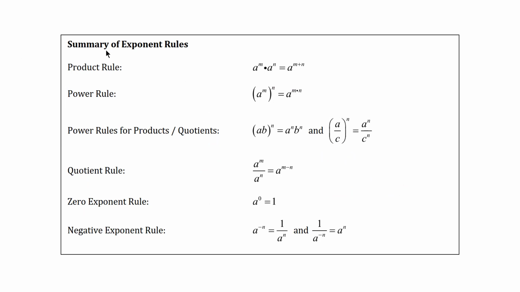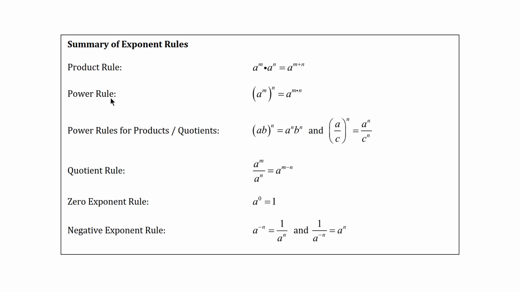Next, we have a summary of exponent rules. First, we have the product rule. If we have a to the m times a to the n, this is equal to a to the m plus n. So when we have multiplication of the same bases, we just take our base and then add the exponents together.